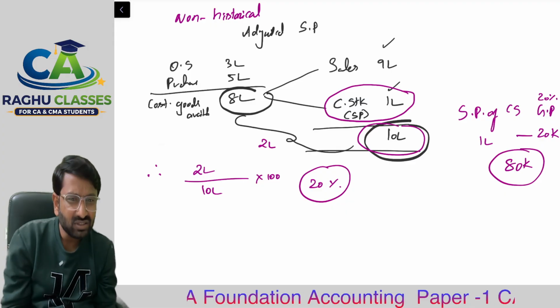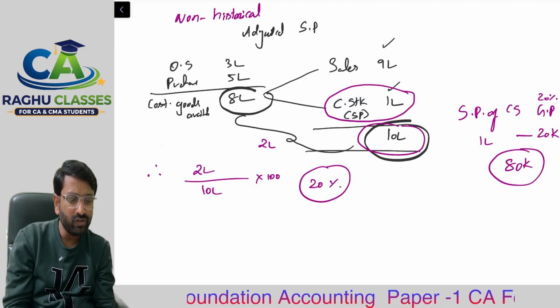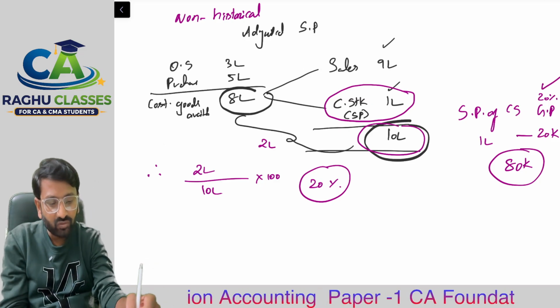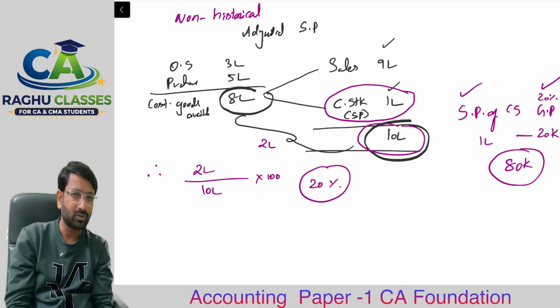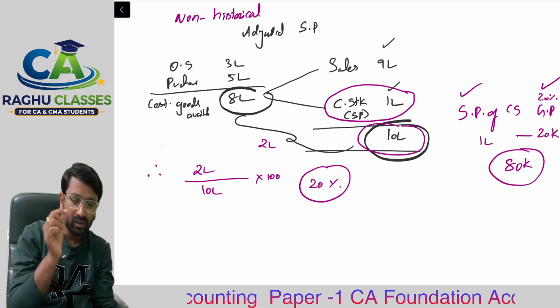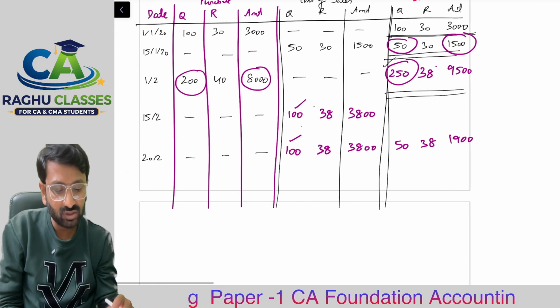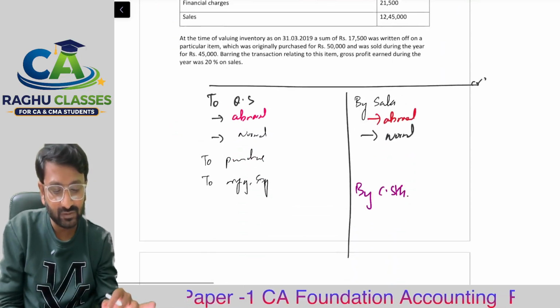Which means under the adjusted selling price method, we will find out the closing stock value by removing the gross profit from the selling price of the closing stock. I hope all of you are clear. Now let us take up a question and do it under this non-historical cost method, that is adjusted selling price.